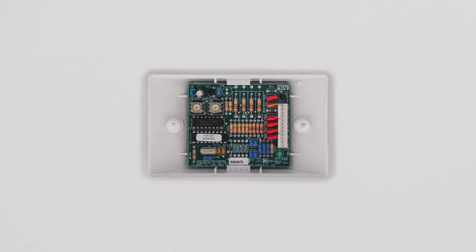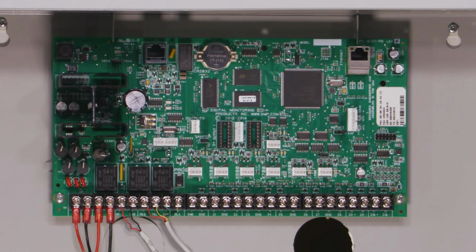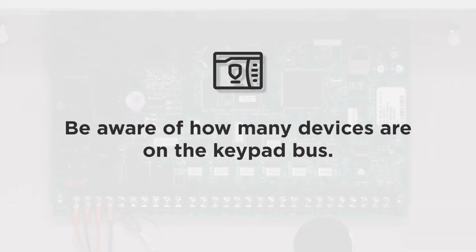Some zone expanders require mounting and come in a high-impact plastic housing. You can mount this to a wall, backboard, or other flat surface. There are two places you can install zone expanders: the keypad bus or the LX bus. When mounting to a keypad bus, be aware of how many devices you have connected to the keypad bus.